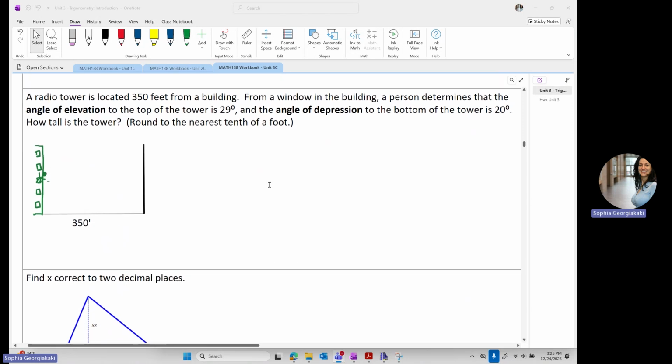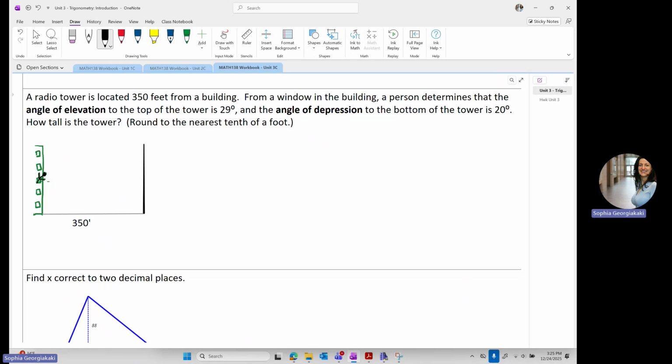A radio tower is located 350 feet from a building, and from a window in the building, a person, and this is my stick figure of a person here, determines that the angle of elevation to the top of the tower is 29 degrees and the angle of depression to the bottom of the tower is 20 degrees.